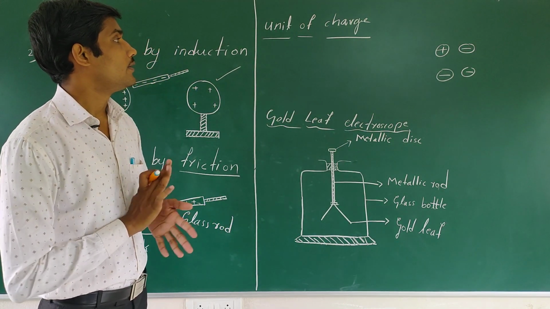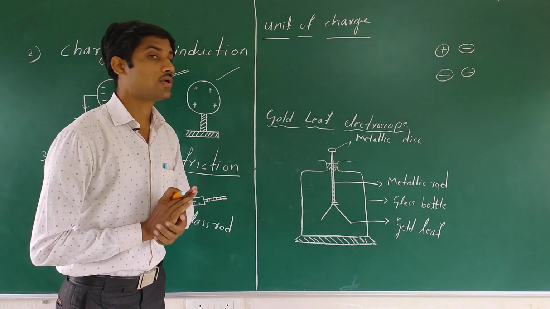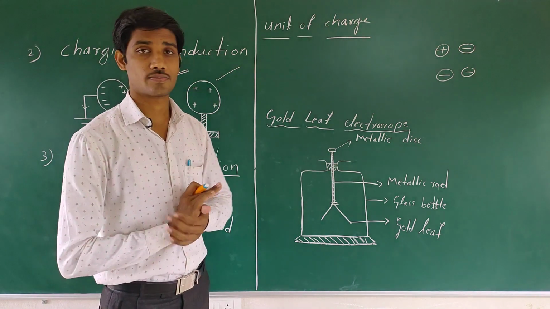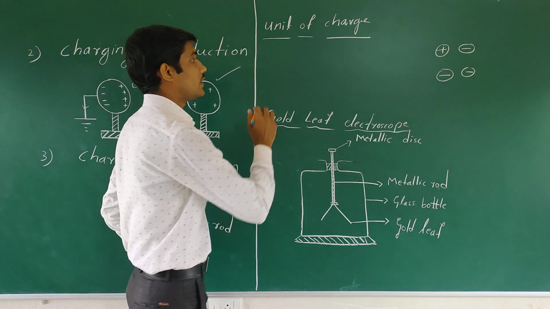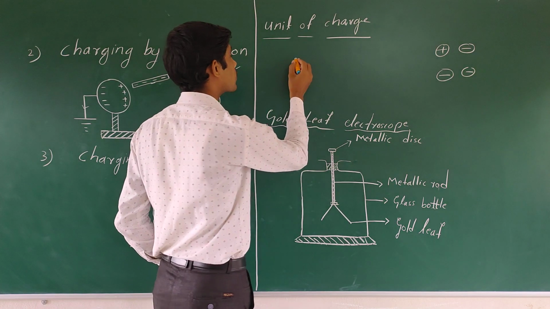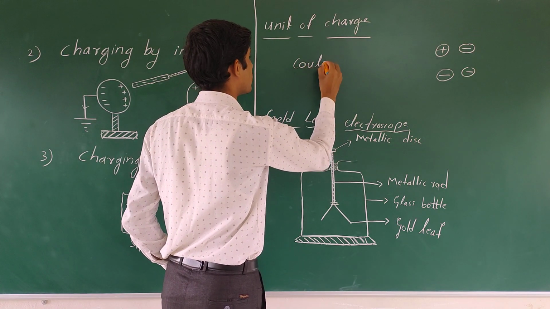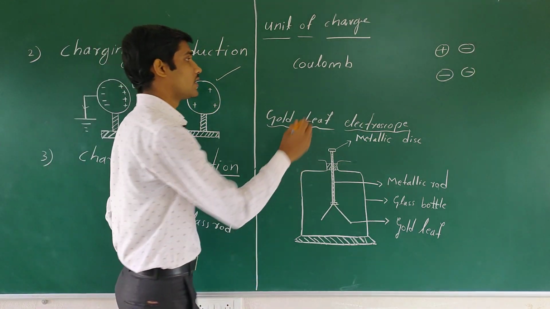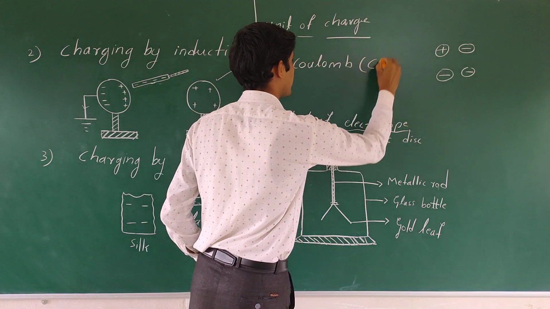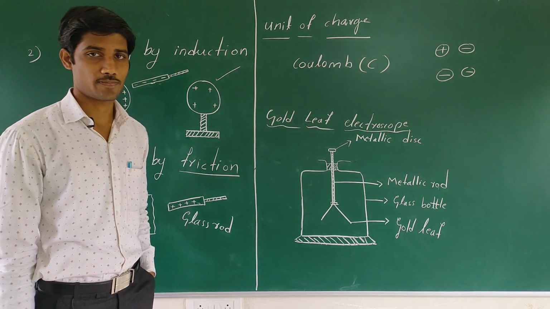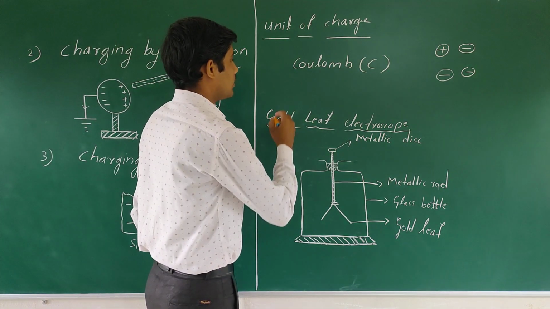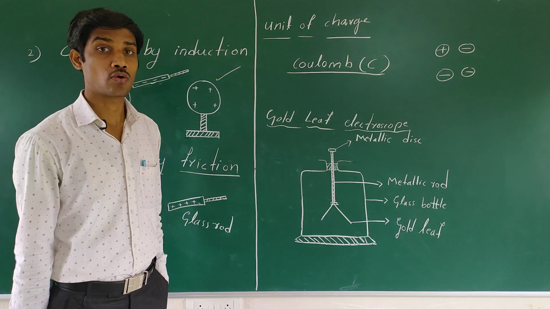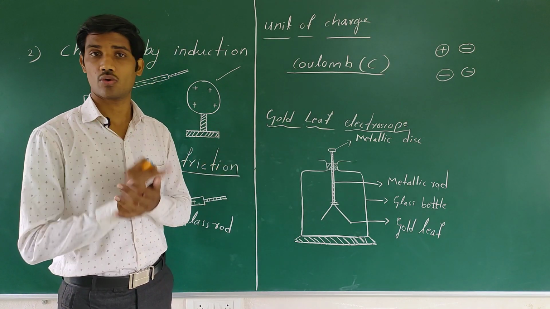And now we will see what the SI unit of charge is. Okay, so the SI unit of charge is the coulomb. Coulomb is the SI unit of charge, and in symbolic form we take it as C, capital C. So 1 coulomb is the SI unit. Now, how do we define 1 coulomb? How much charge do we call 1 coulomb?